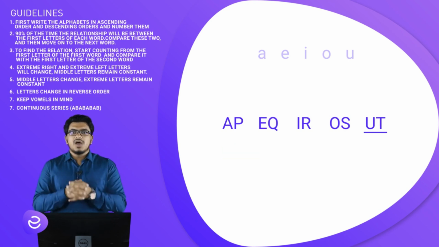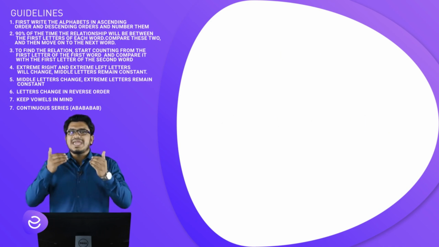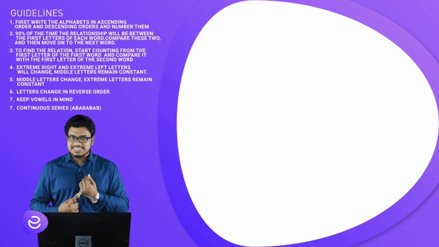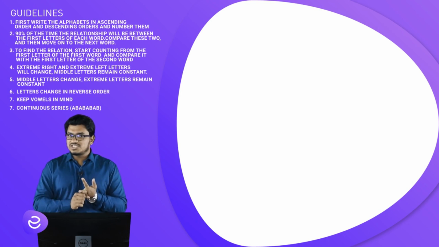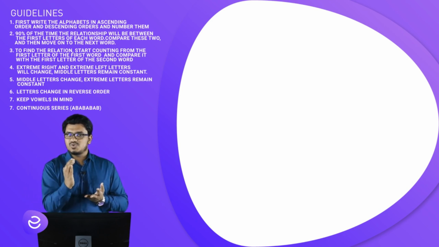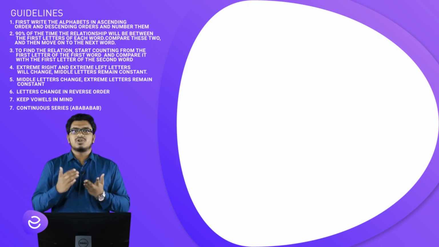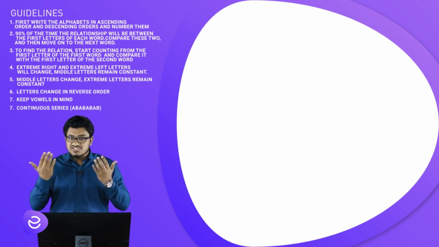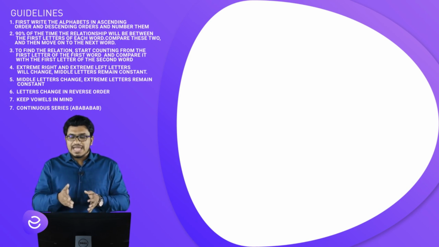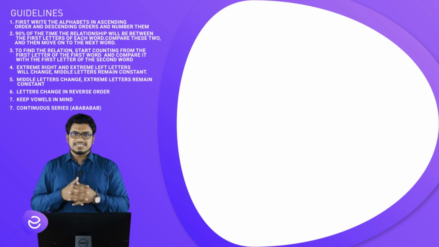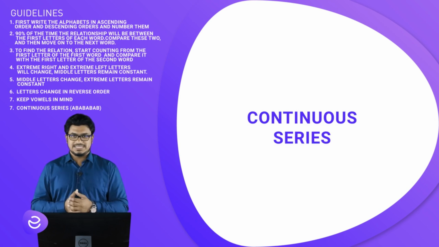So, you have to keep the vowels in mind. These are the main concepts in letter series. You have to check, you have to write in ascending and descending orders. You have to check the relationship between the letters, the first letters of each word, second letters of each word, third letters of each word. Then you have to check whether the extreme letters are changing or remaining constant, and then you have to keep the vowels in mind.